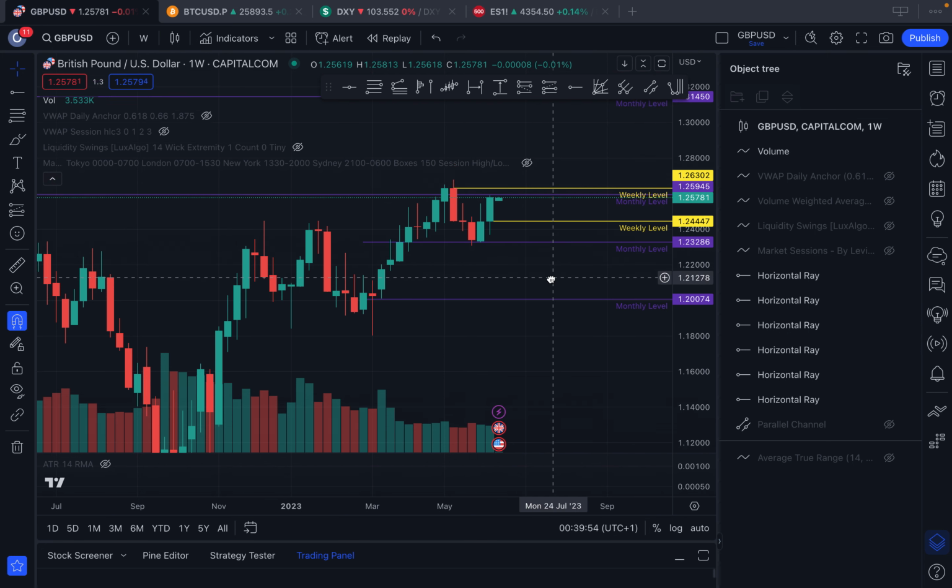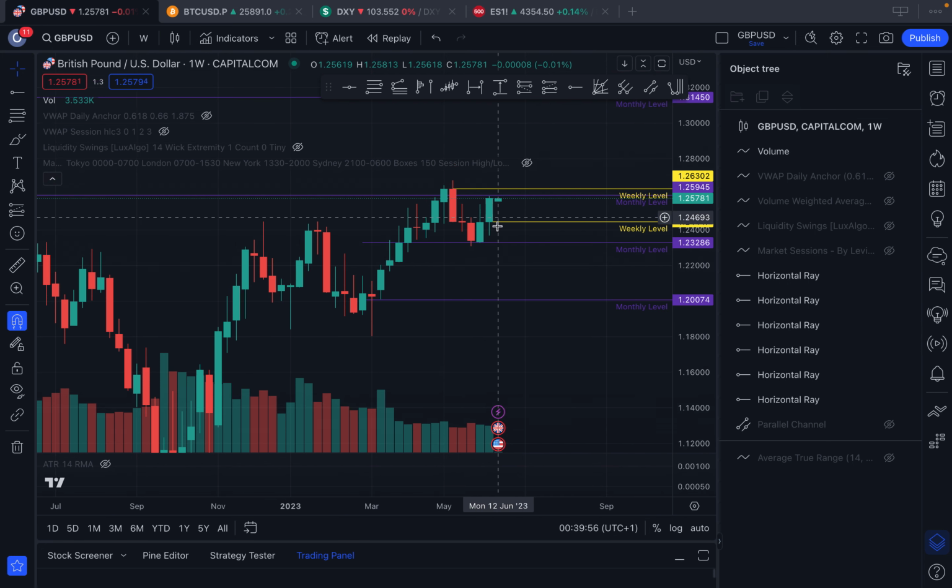that we can see this weekly here above at the 1.26302 level. Okay, so any other weekly below us? We've got this monthly, so that's fine. Again, these weeklies are just tapped into monthly. And then we've got this weekly here below us.